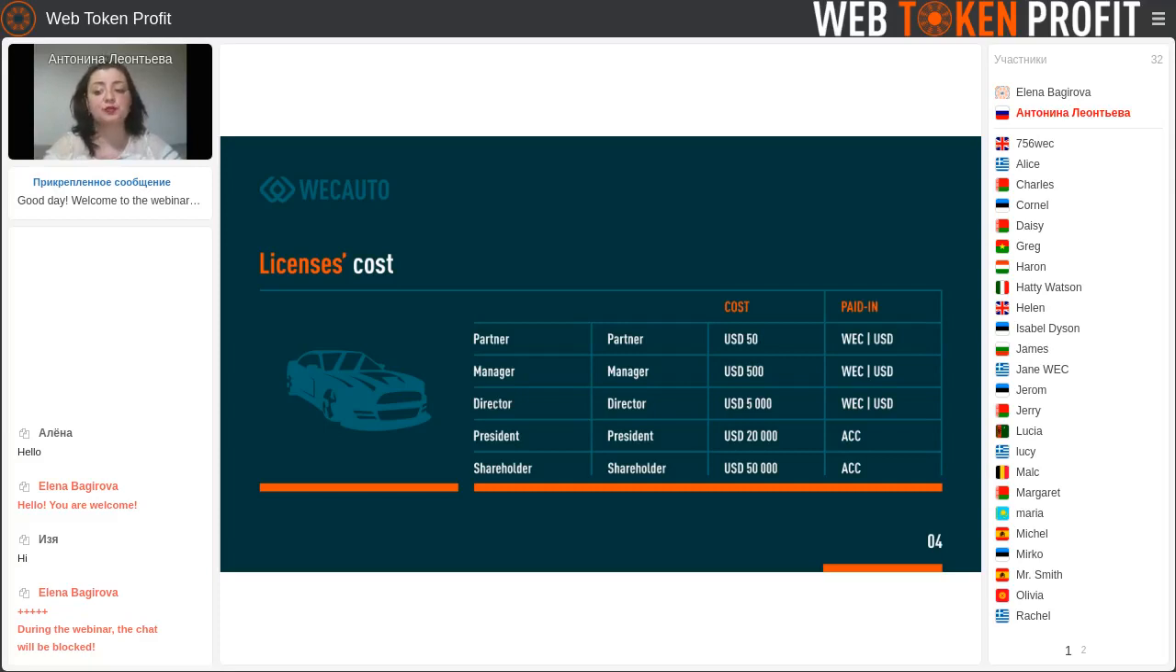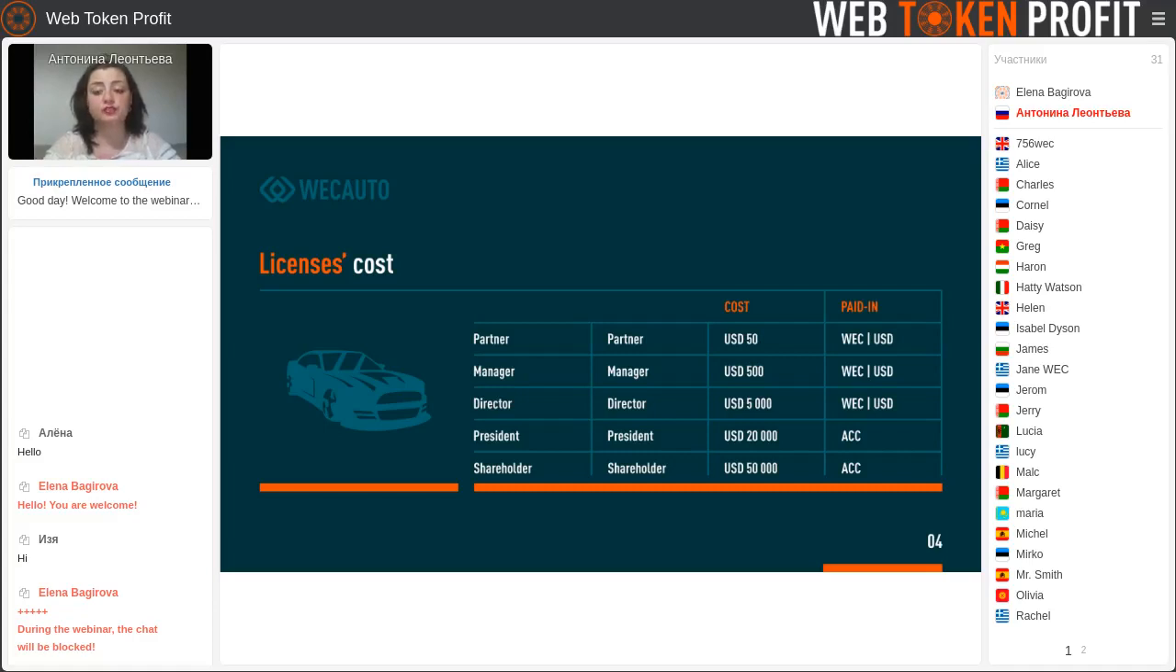Also, in the WECAuto program, there are limits: a minimum of $5,000 for the purchase of a car and a minimum of $1,000 for the purchase of a motorcycle. There are also maximum limits and validity periods for each license. You can see this in this table. For example, you bought a partner license for $50. You got an opportunity to participate in the WECAuto program for 120 days, which is 4 months. You are a program participant. At the same time, always keep track of the validity period of your license. They have a final value, and after its expiration, you will need to renew it.